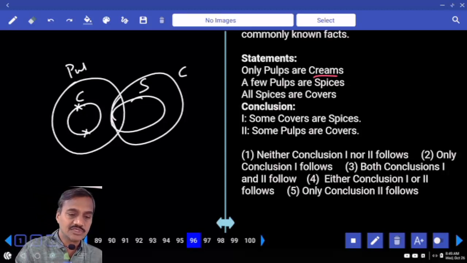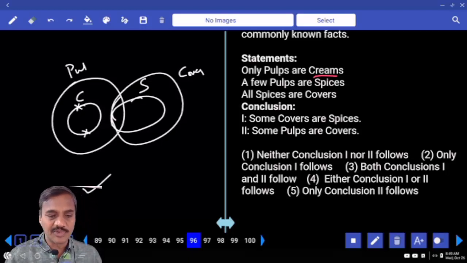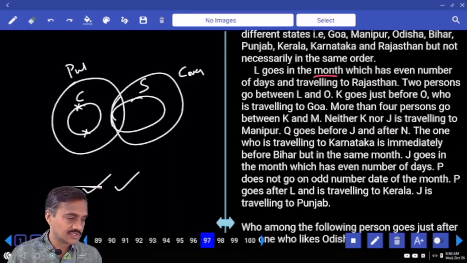Where did cover and spice come from? And this is cover. So some covers are spices too. And some pulps are cover. Some pulps are cover. Yes. And so both 1 and 2, choice 3, question number 96.